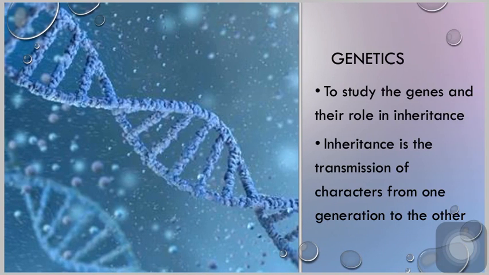Here comes genetics. When we are talking about genetics, we study genes and their role in inheritance. A gene is a central part of the cell. In the nucleus, we have DNA that has genes that perform different roles in inheritance. Inheritance is the transmission of characters from one generation to another. We take our information from our parents. When parents' characters are transferred from parents to offspring, this is studied under genetics.